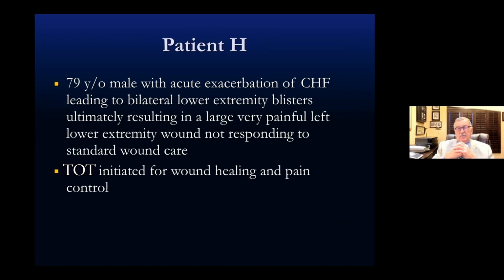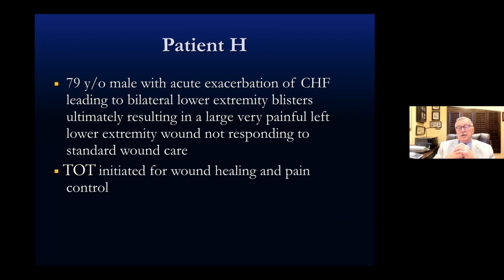So this patient, a very interesting gentleman, 79-year-old male, had some coexisting medical conditions, one of which was recurrent congestive heart failure. During an acute exacerbation of congestive heart failure, he developed very large blisters on both lower extremities. One of those blisters progressed to a large, very painful lower extremity wound. We were trying standard wound care for a significant period of time, and this wound was failing to heal.